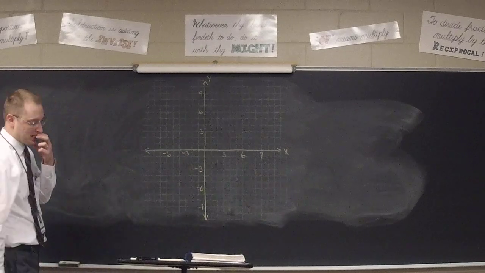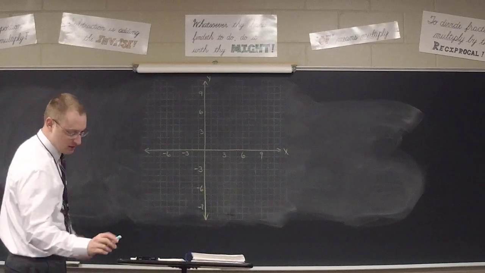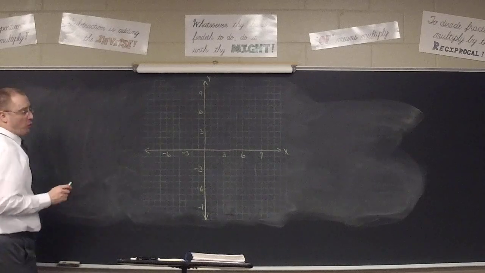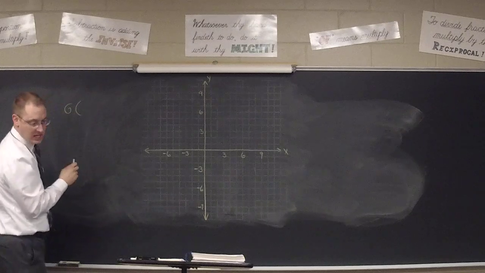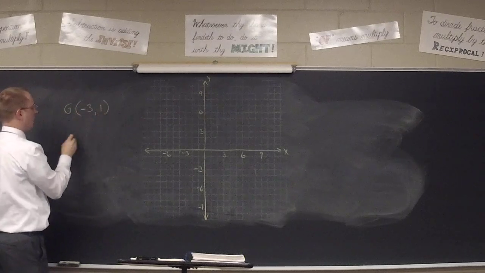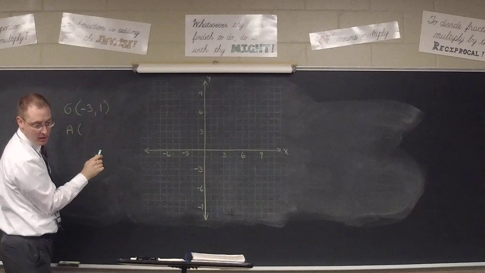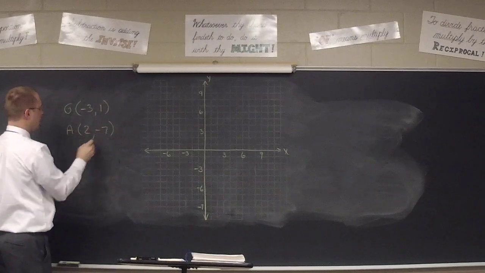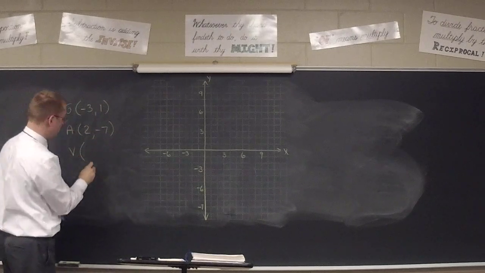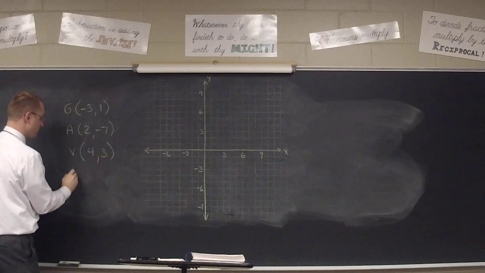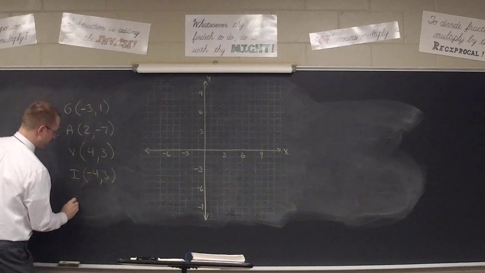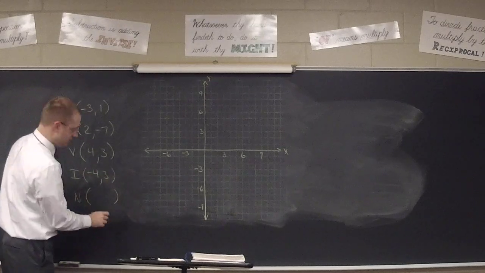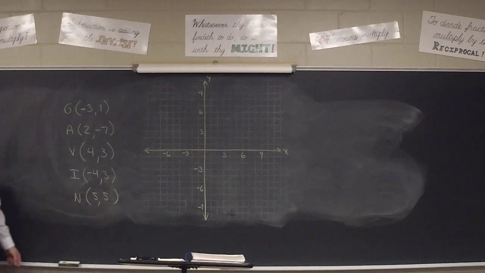So set up your Cartesian plane. I have 5 points that I'm going to want you to plot on the Cartesian plane. We're going to have a point G, I have a point A, I have a point V, I have a point I, I'm going to have a point N. So if you would, at your seats, go ahead and graph Gavin.